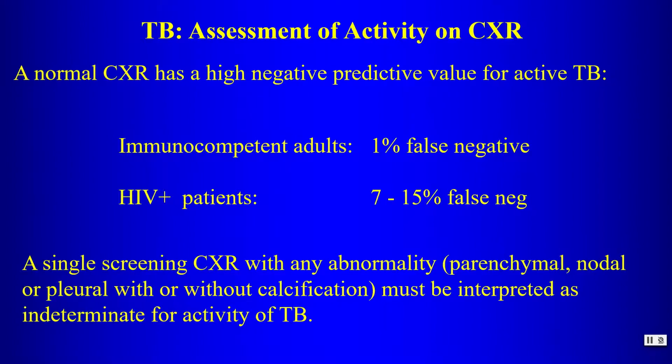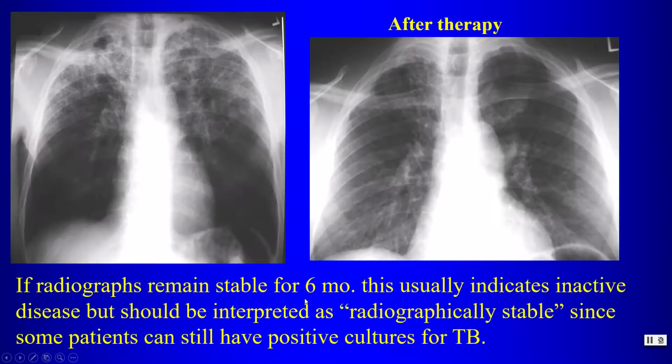But a single screening chest radiograph with any abnormality, whether it's parenchymal, nodal, or pleural, with or without calcifications, must be interpreted as indeterminate for activity of tuberculosis. So if there is an abnormality that can be related to tuberculosis, and we don't have prior chest radiographs for comparison, then that radiograph is really indeterminate.